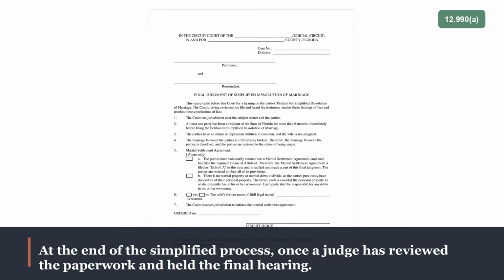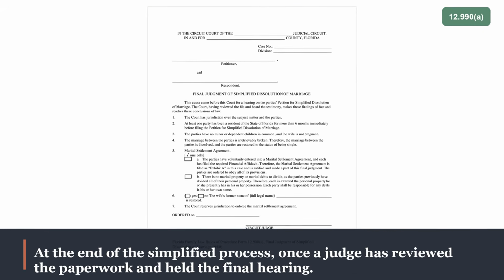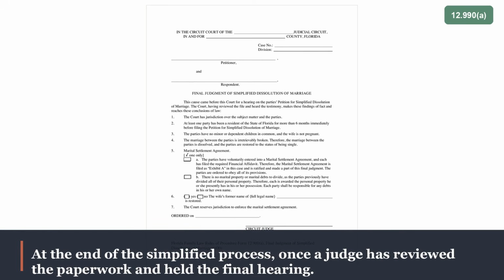At the end of the simplified process, once a judge has reviewed the paperwork and held the final hearing, the case concludes with a final judgment of simplified dissolution of marriage, Form 12.990(a), the signed order that ends the marriage.